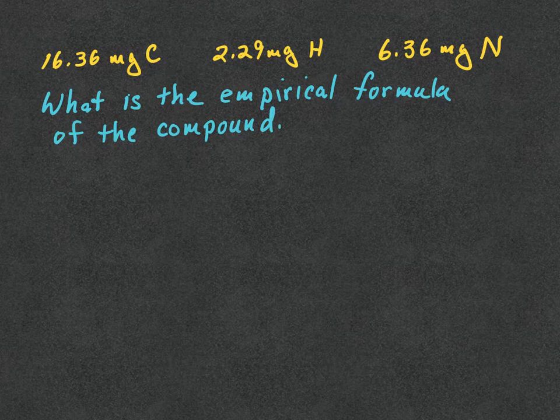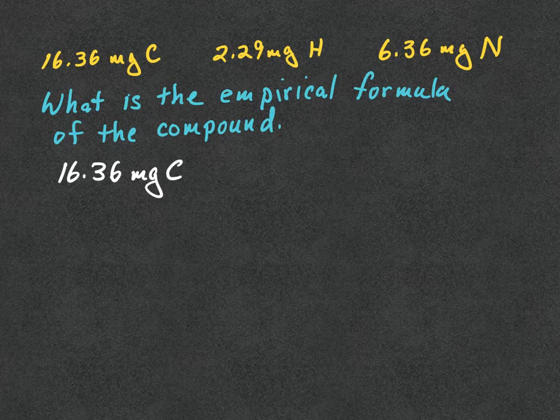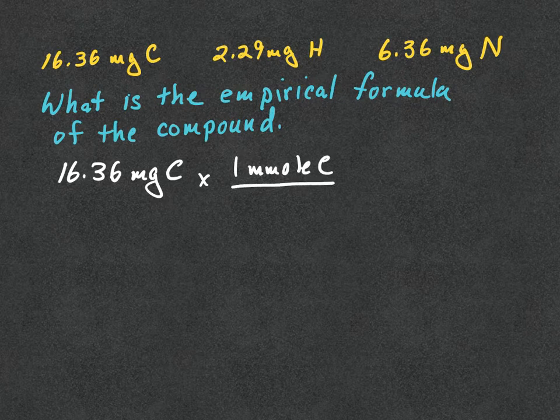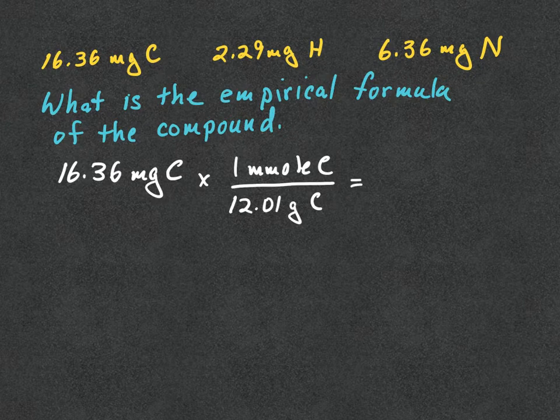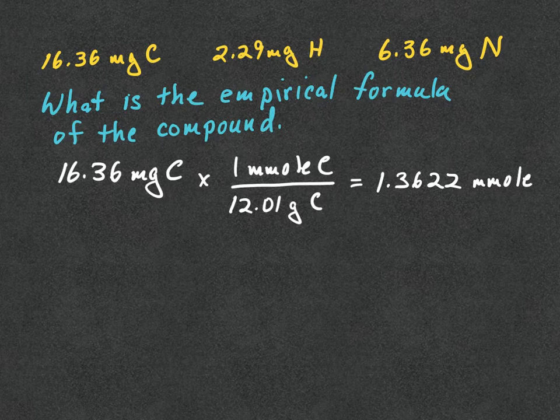So we can start with our 16.36 milligrams of carbon times 1 millimole of carbon atoms is 12.01 milligrams of carbon. And that gives us 1.3622 millimoles of carbon atoms.